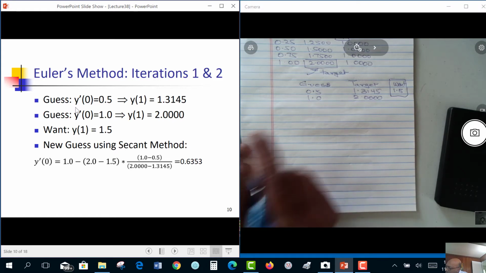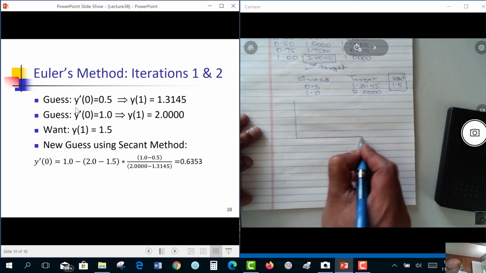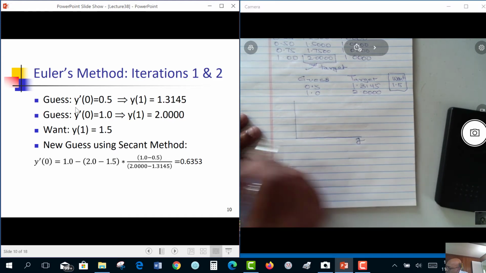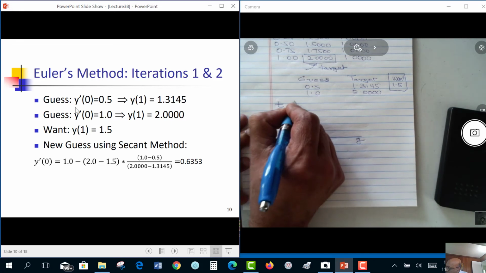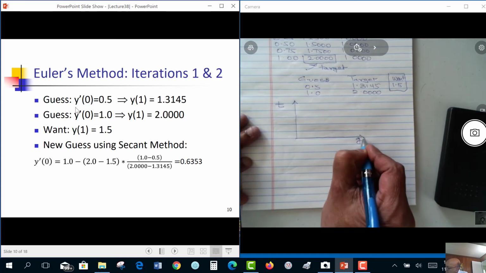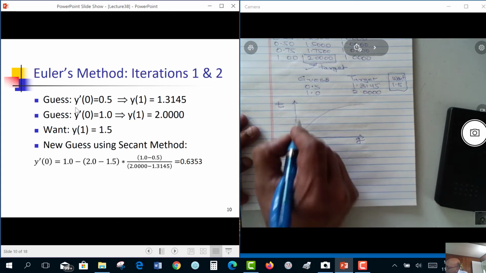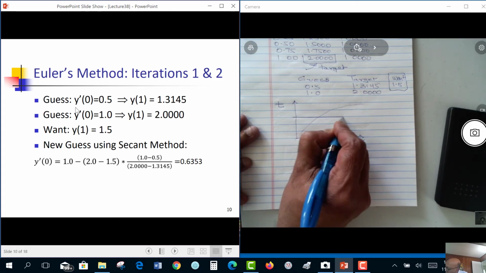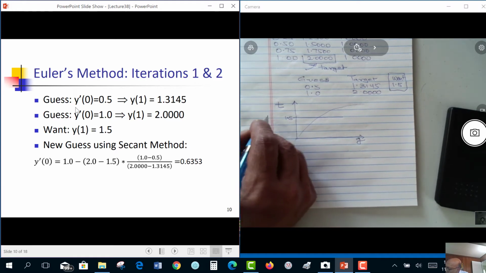So what we can do is think of it graphically now. This is our guess, and this is our target T. So obviously they have some kind of a relationship. We want our target to be 1.5 here. Let's call this target T ideal or T wanted.